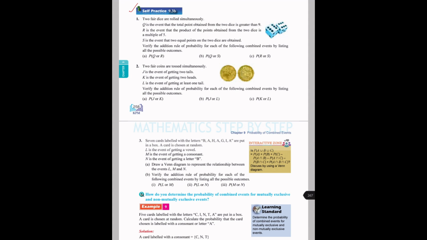So coming next, we'll learn to determine the probability of combined events for mutually exclusive and non-mutually exclusive events, okay?